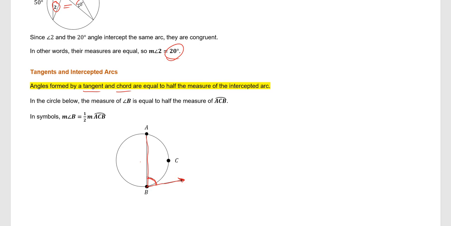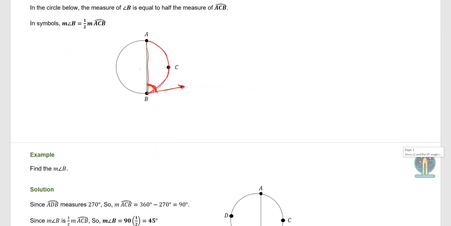But this angle that we have here is the angle between the tangent and some chord. This is not necessarily the diameter of a circle, so keep that in mind. In the circle below, the measure of angle B is half the measure of arc ACB. So the measure of angle B is half the measure of the intercepted arc between the tangent and the chord.